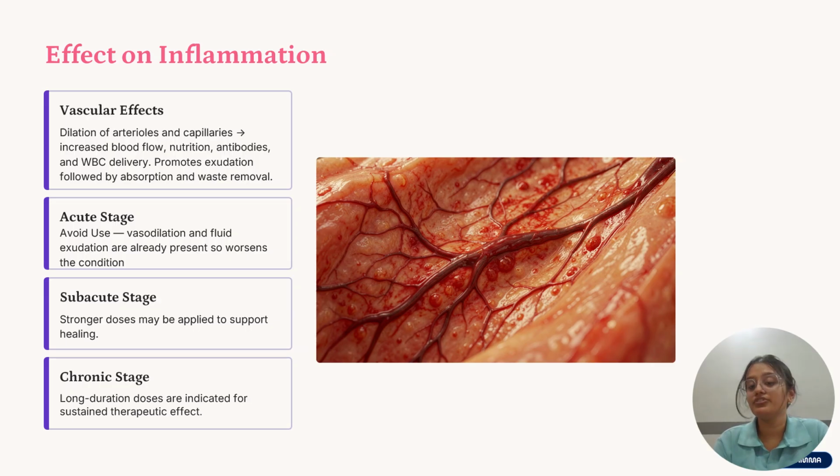In the acute stage, avoid the use because vasodilatation and fluid exudation are already present, which could worsen the condition. In the subacute stage, stronger doses can be applied to support healing, and in the chronic stage, long duration doses should be applied for sustained therapeutic effect.